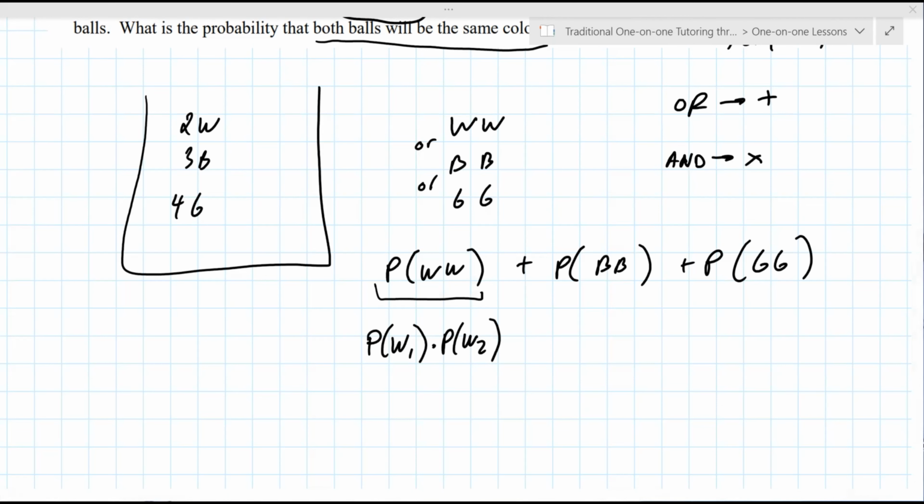Is that okay? Yeah, that makes sense, I think. All right. So in terms of getting a white on the first ball, there's 2 white out of 9. But we assume that we have pulled a white out. So how many are left over? 1 white. And how many total balls are left over? 8.